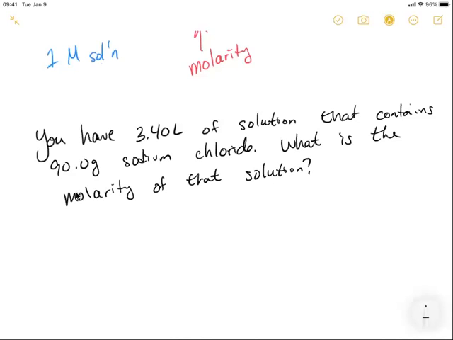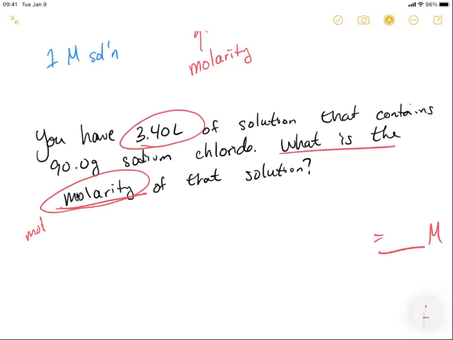Okay, so you're going to have to put your last year skills to work because it's asking what is the molarity? That's the key word. So they're looking for something in moles per liter. So you're looking for moles of solute, and here you've got your liter of solution. And the only other piece of data you have is the mass of sodium chloride.